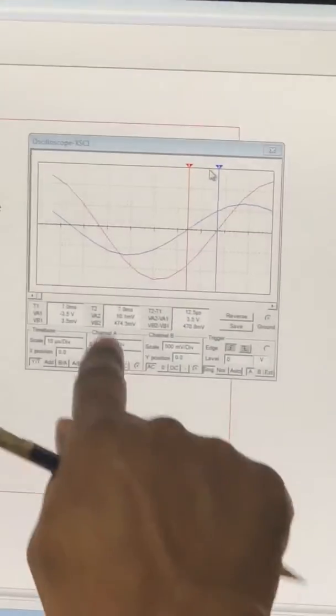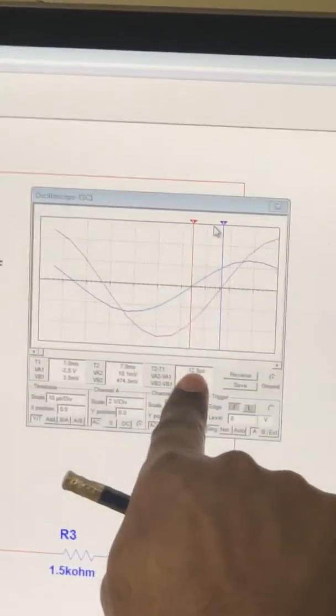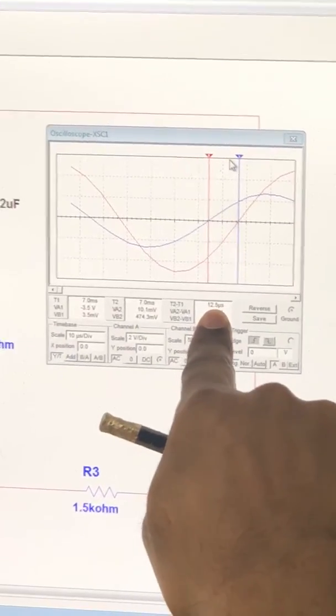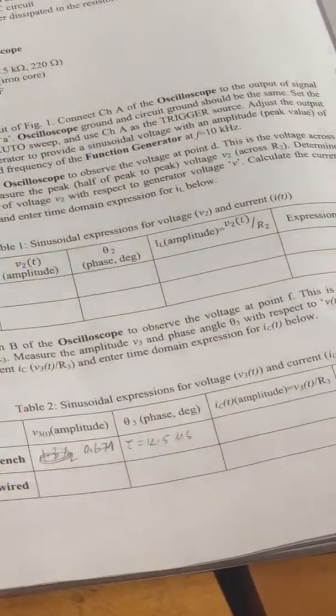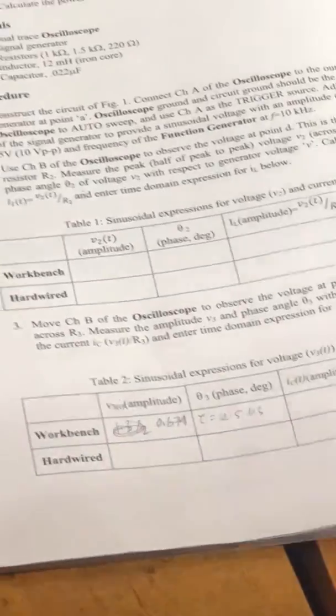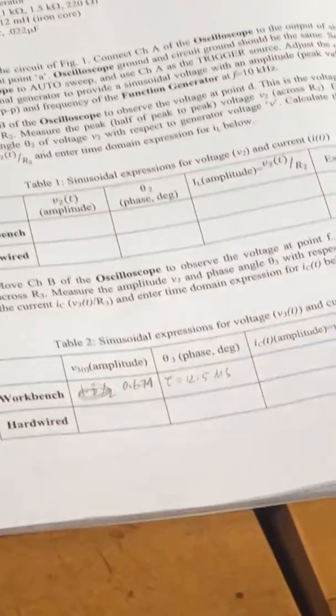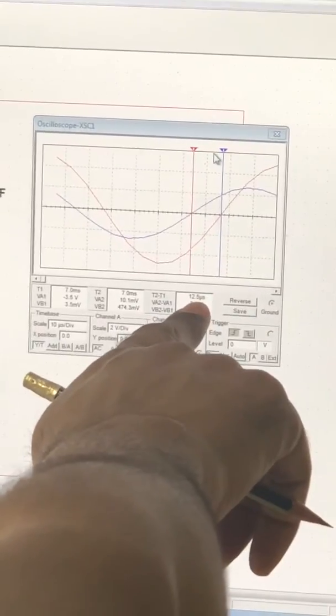So now tau. What is tau? 12.5 microsecond. Okay? They found tau equal to 12.5 microsecond. Okay, they put it in degree. In some manuals I found they are in radian. Maybe here. Okay, make it degree. Why 12.5? From here you get it.